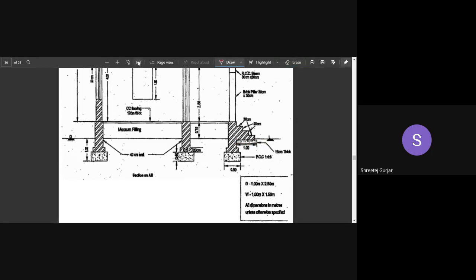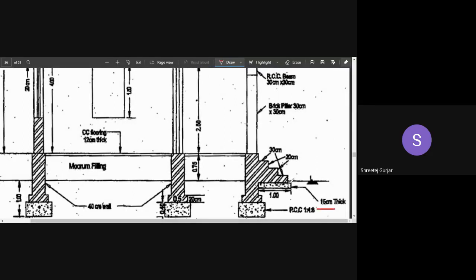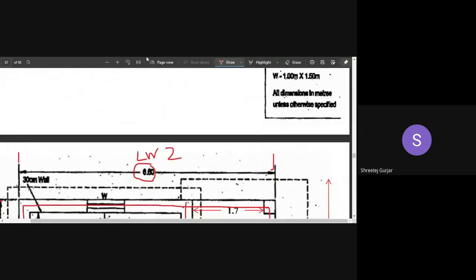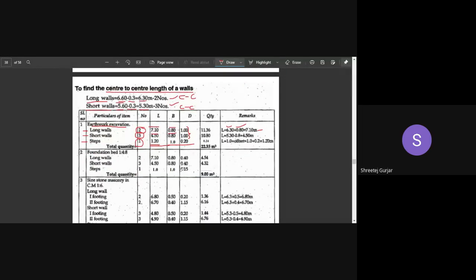So you can observe here, let me just zoom in. You can observe this is 15 centimeter thick, right? The PCC bed which they have provided is 15 centimeter, and almost up to this part we need to excavate, right? They have not provided the detail of this part. So we will assume the total depth as 0.15. Okay, depth that needs to be excavated, 0.15. Okay, we are over here.